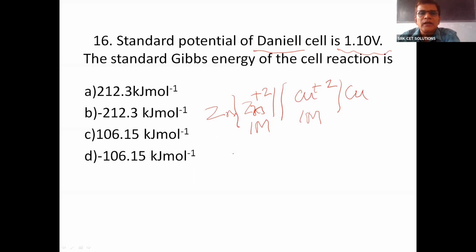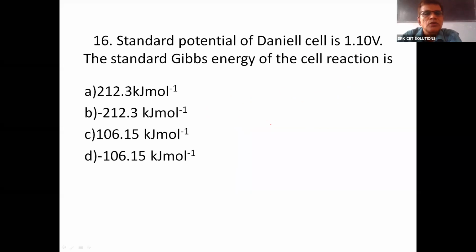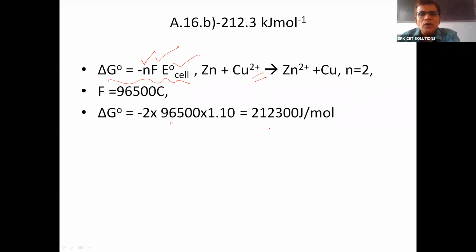spontaneous. Then you have to find the delta G naught value. It is the standard Gibbs energy of the reaction. Here is a relationship which you are going to use. Look here. Yes, the relationship is delta G naught equals minus nF E naught cell. n is the number of moles of electrons involved in the process. Look at this, there are 2 moles of electrons involved. Then F, Faraday, is given. Then E naught cell is also given. You get the value in joules. The answer in kilojoules is obtained by dividing by 10 to the 3.